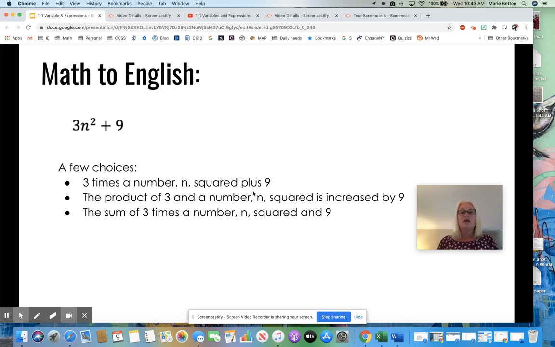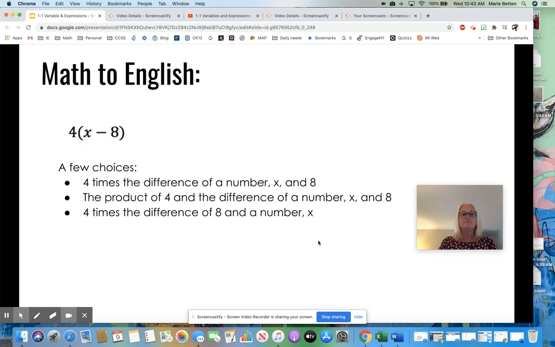Welcome back. There are a lot of ways to write this. A few choices are: 3 times a number n squared plus 9. The product of 3 and a number n squared is increased by 9. The sum of 3 times a number n squared and 9. Oops, I gave you the answers at the beginning. Pretend you didn't see that. Would you have written one of the same 3 choices I have?